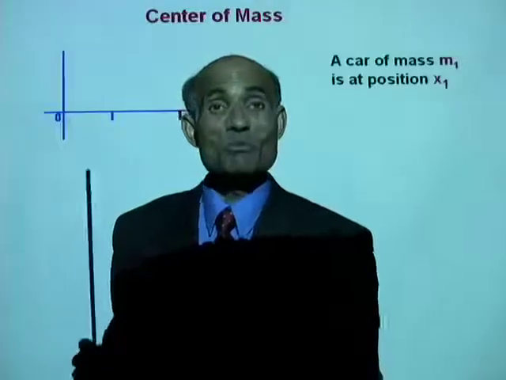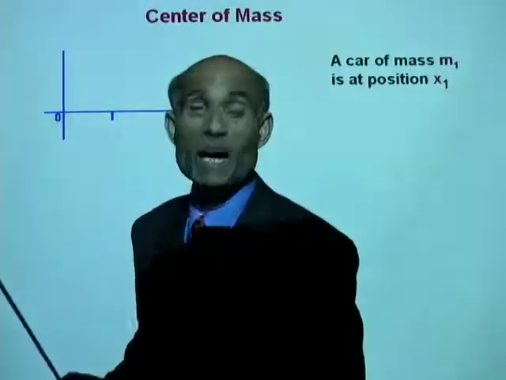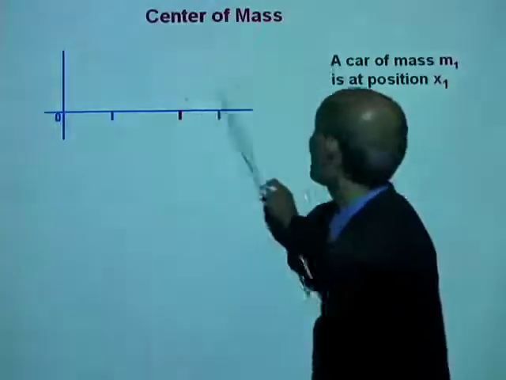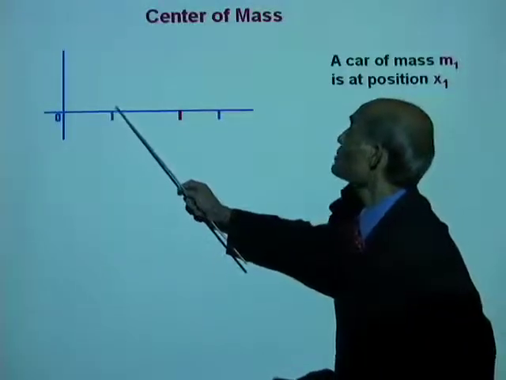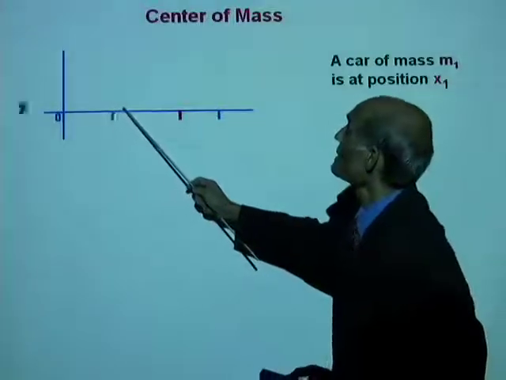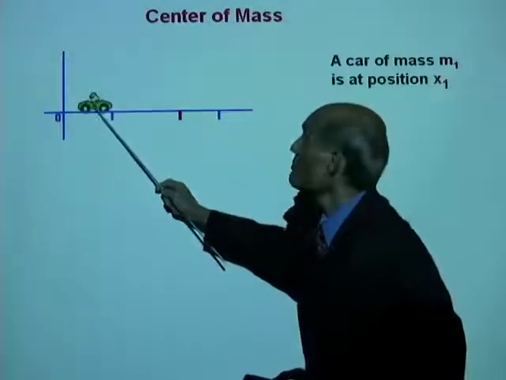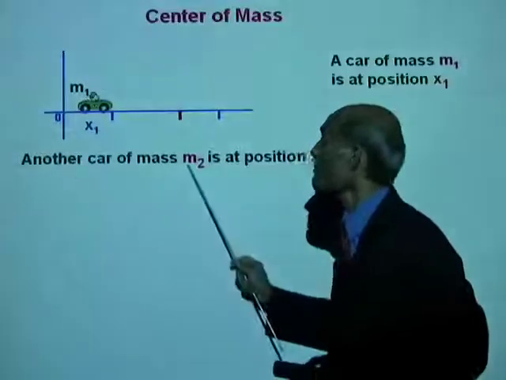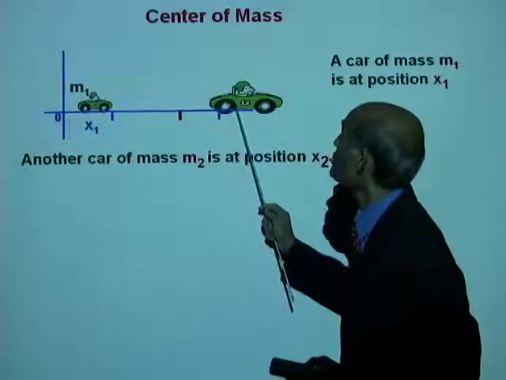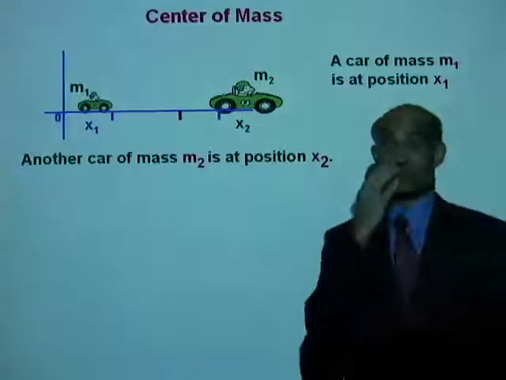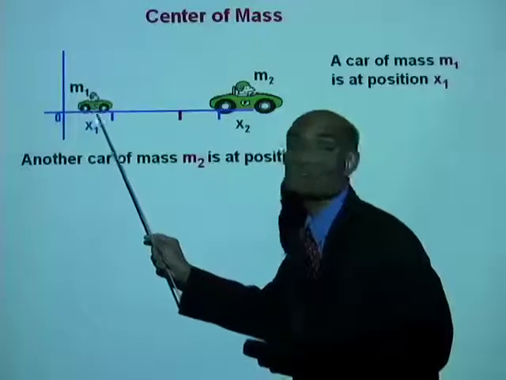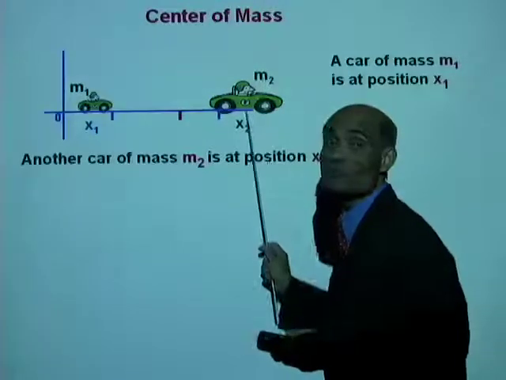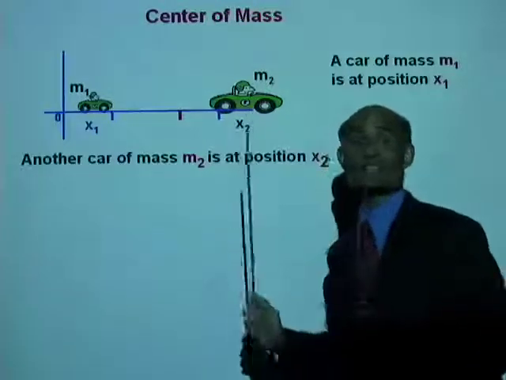We will now look at the positions of two cars and how to determine the center of mass of the two cars. Well, a car of mass m1 is at position x1. This is the car of mass m1 at position x1. And another car of mass m2 is at position x2. We have two objects. An object of mass m1 placed at x equal to x1 on the x-axis. An object of mass m2 placed at x equal to x2 on the x-axis.